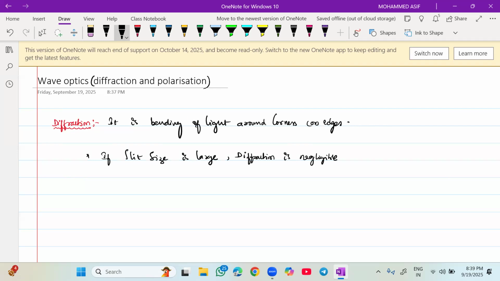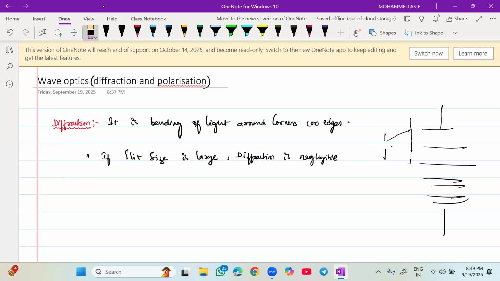For diffraction to happen, it should be like a small hole. If there is a small hole like this, when light is passed through it, it will be bending here, so the shadow can be seen on the screen like this. If the gap is very large, almost all the light goes in a straight line without any deviations. Am I clear?